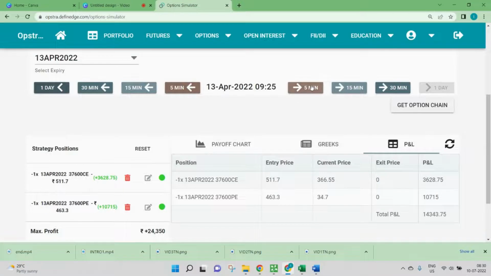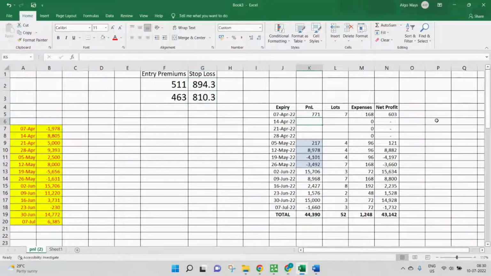Next day morning, fine. So our stop loss is still not far away. But if you see here, the one premium has become more than 10 times of the other premium. So this satisfies the exit criteria of the strategy. So we'll exit on expiry day at 9:25. 14,343. This is 13th actually. 14th was holiday.